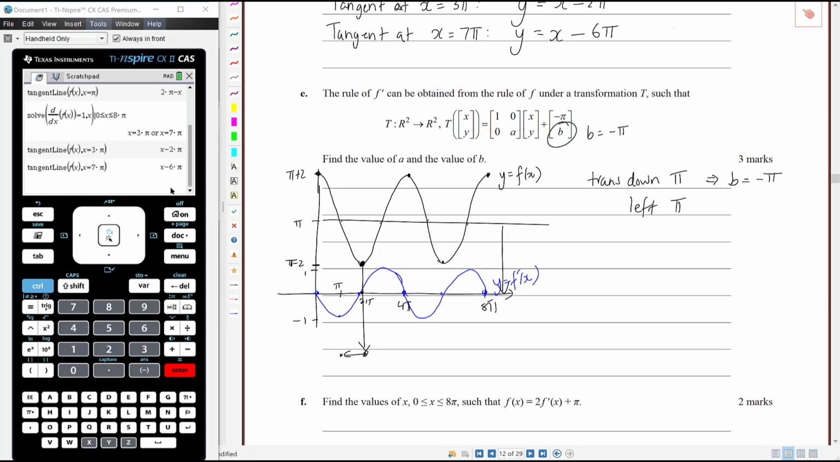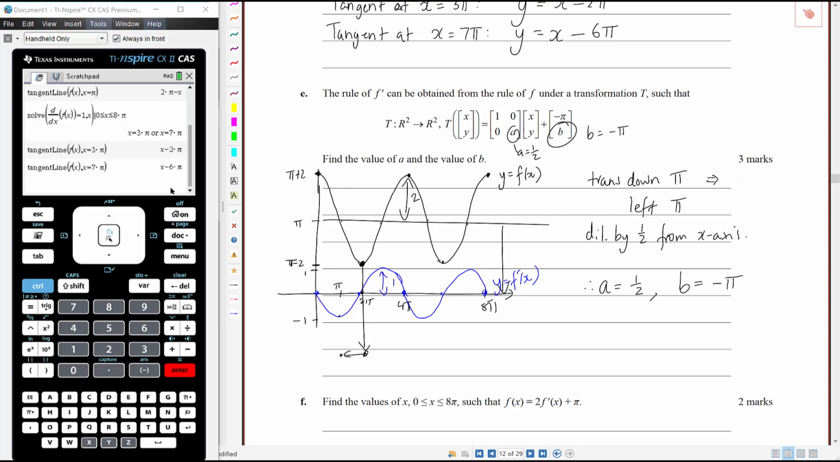And then, what else do we need? We then need to dilate from the x-axis. The amplitude of f is 2, but the amplitude of f dash is only 1. And so therefore we need to dilate by half from the x-axis. Okay, and that's going to be about this. We want to halve all the y values, so we want a to be equal to a half. Okay, and so therefore a has to equal a half and b has to equal, what do we say, negative pi.